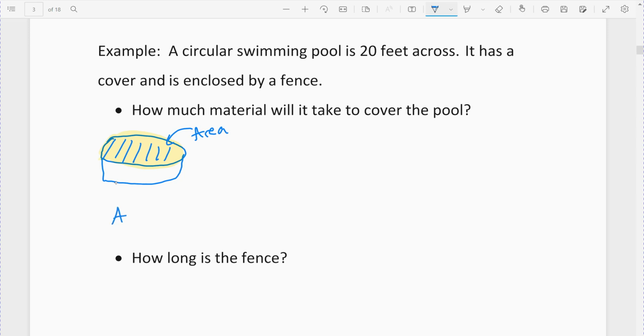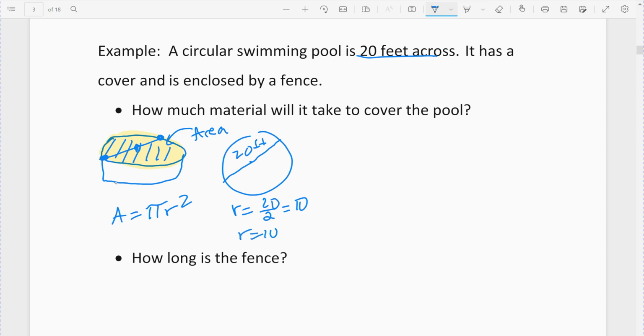The area of a circle is pi r squared, pi radius squared. Well, they gave us the distance across, from one side to the other, and it goes through the center. If I draw my circle a little better, they told us this distance across is 20 feet. I don't want the distance across; I need half of that distance, my radius. Remember, radius is half of the diameter, the complete distance across. So half of 20 is 10. My radius is 10.